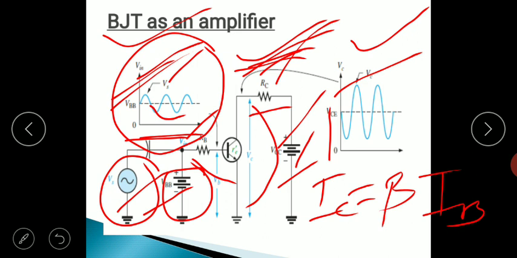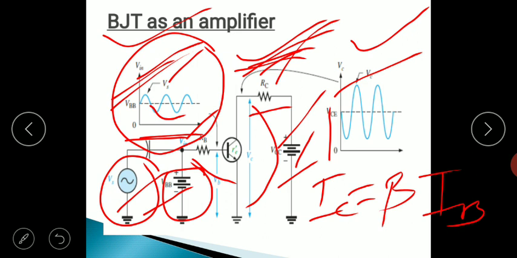So transistor should be operated in active region, and whenever an input is applied during positive half cycle, when there is a small increase in the base current, large increase in collector current occurs because of IC is equal to beta times IB. More current flows through the load and more voltage is developed across the load, which is the amplified version of the input.